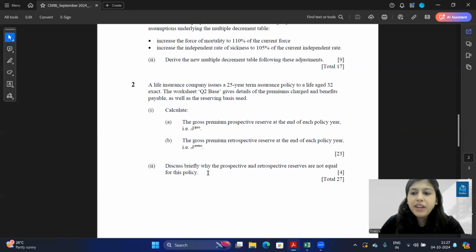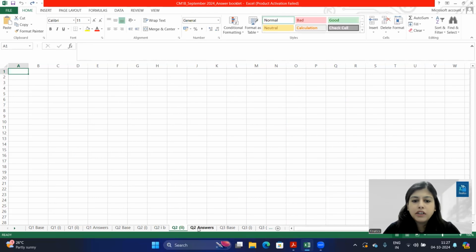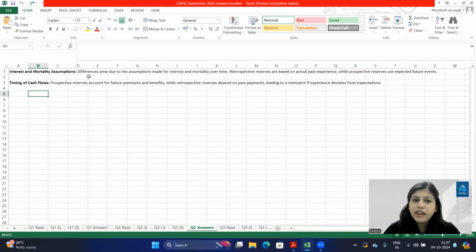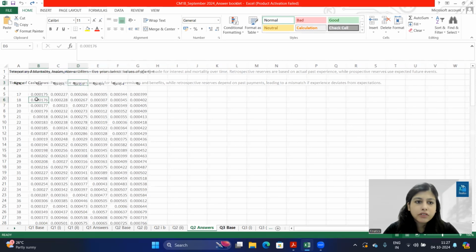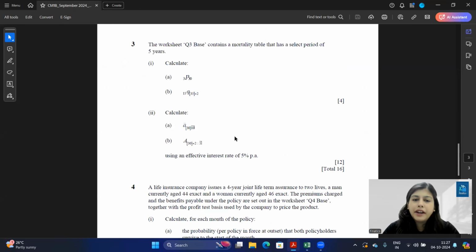Question says, discuss briefly why the retrospective and prospective reserves are not equal for this policy. So obviously they will not be equal given there are mortality and different assumptions. Retrospective reserves are based on past experience. Prospective reserves are for future experience. Prospective reserves use future benefits, while retrospective reserves depend on past payments, leading to mismatch if there is a deviation in expectation as well. Okay. So this was very easy again, directly can be done.